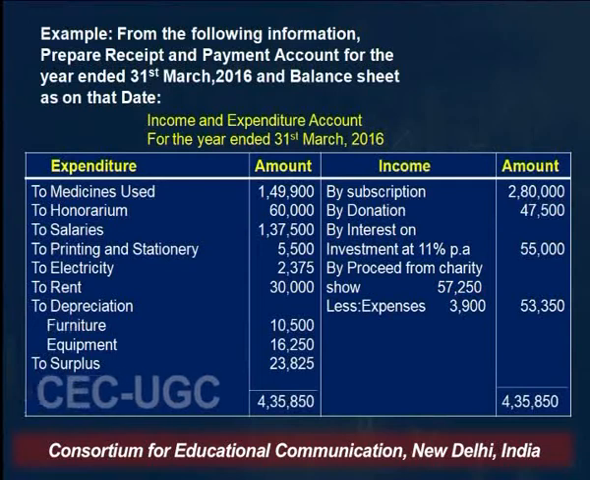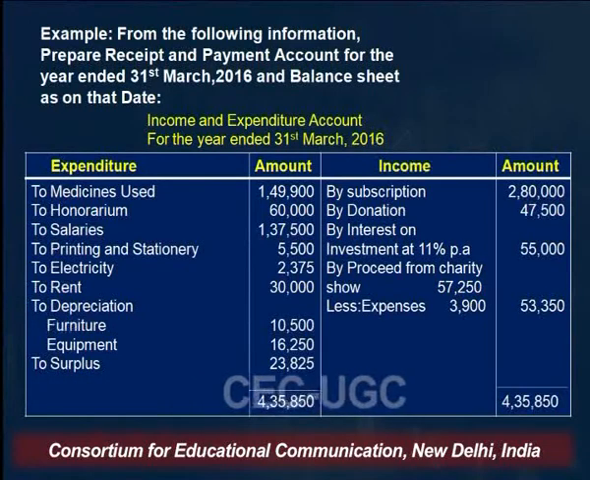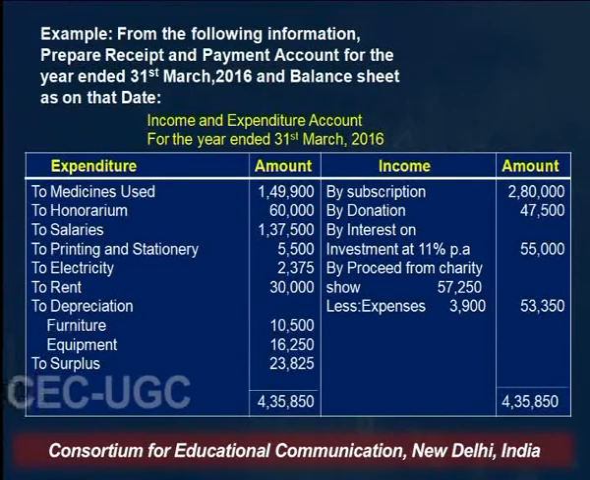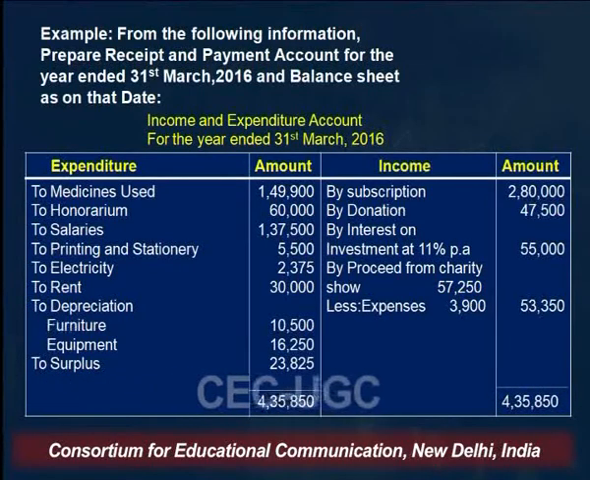We have to prepare the receipt and payment account, which is just the opposite of it. The receipt and payment account records all types of receipts, whether they are recurring or non-recurring, whether they are capital receipts or revenue receipts, whether they belong to the current year, the previous year, or the next year. But the income and expenditure account records only those items which are related with the current year only, and those items which are recurring in nature.